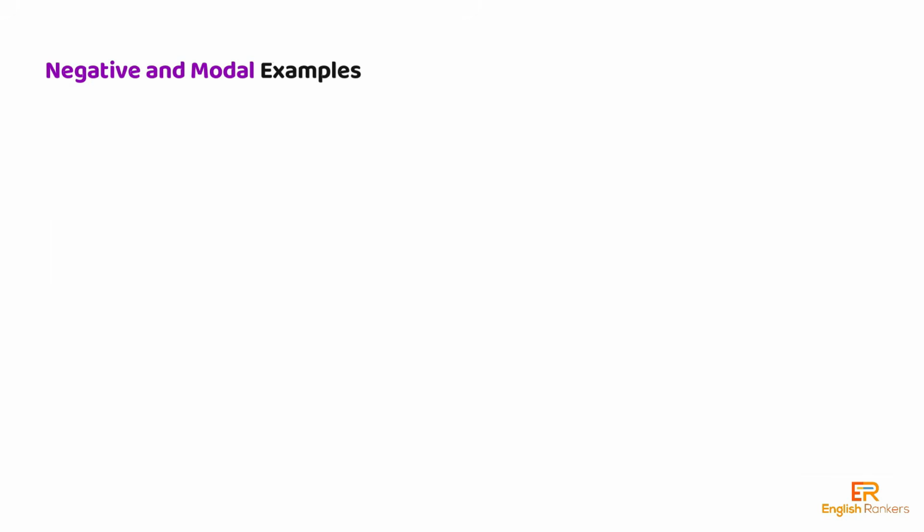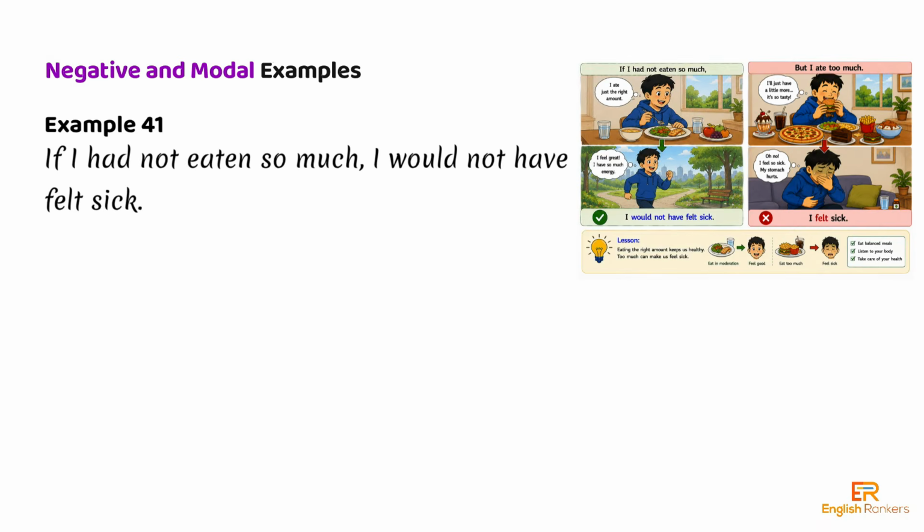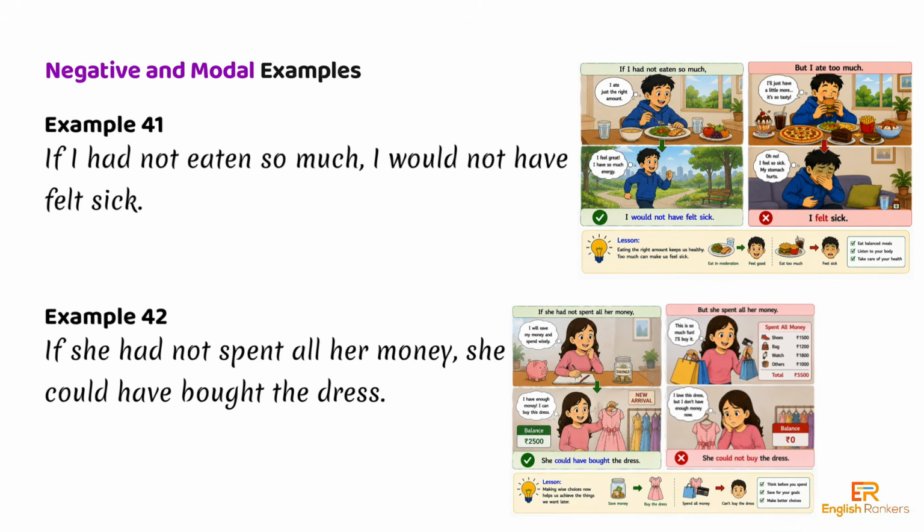Negative and modal examples. Example 41. If I had not eaten so much, I would not have felt sick. I ate too much, so I felt sick. Example 42. If she had not spent all her money, she could have bought the dress. She spent all her money, so she could not buy the dress.